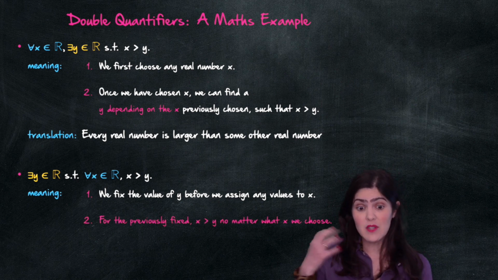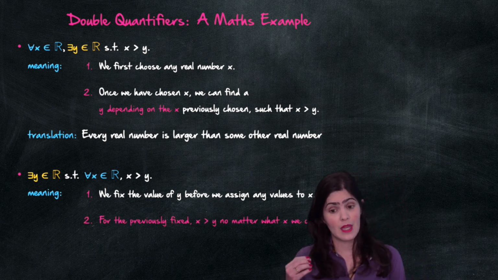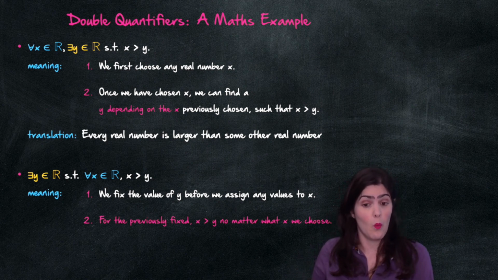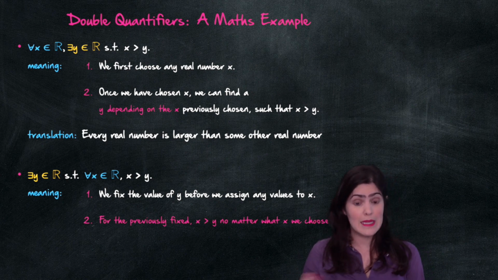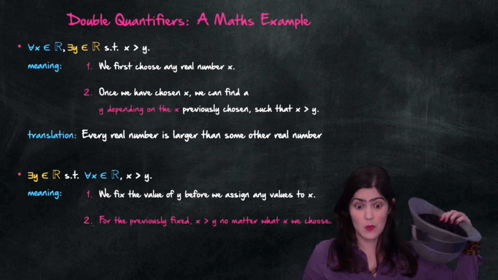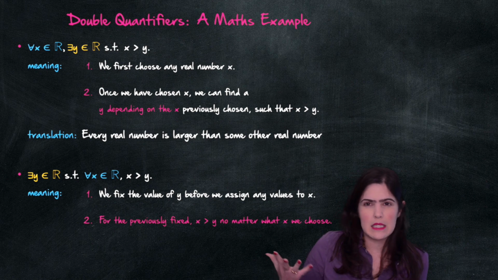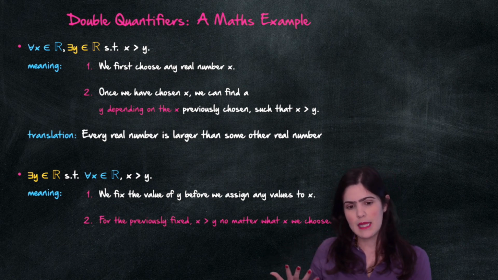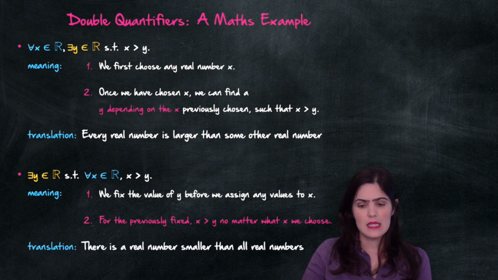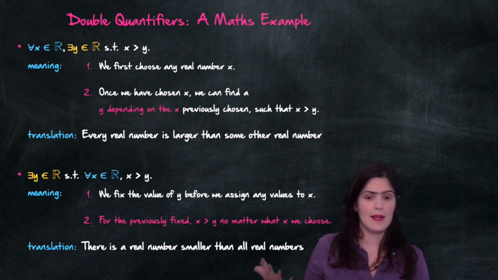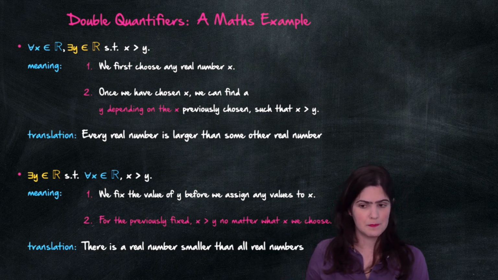And then for that y that I chose, x has to be bigger than y no matter what x we chose. And we saw indeed with the hat experiment that this was not possible. And if we want to translate it into plain words to make more sense, what this means is that there is a real number that is smaller than all real numbers, and we know that is impossible.